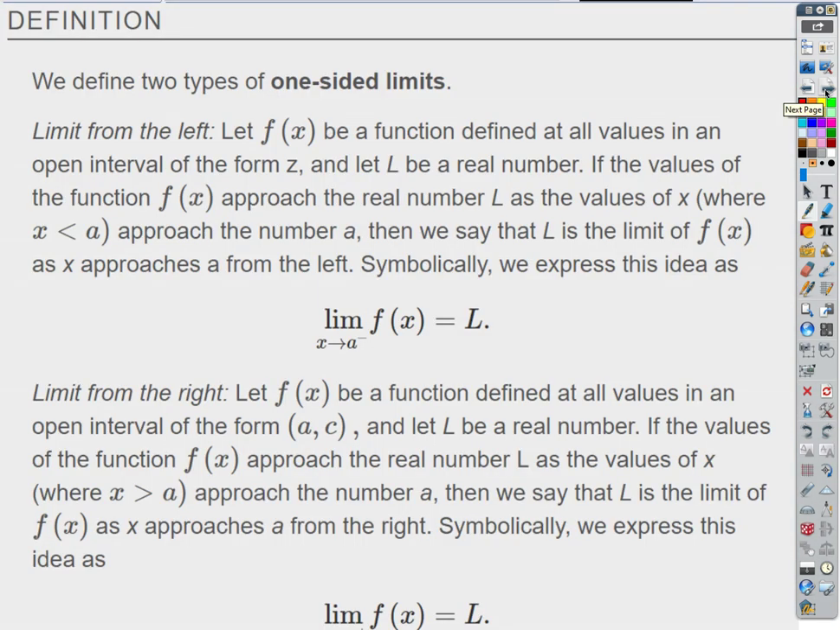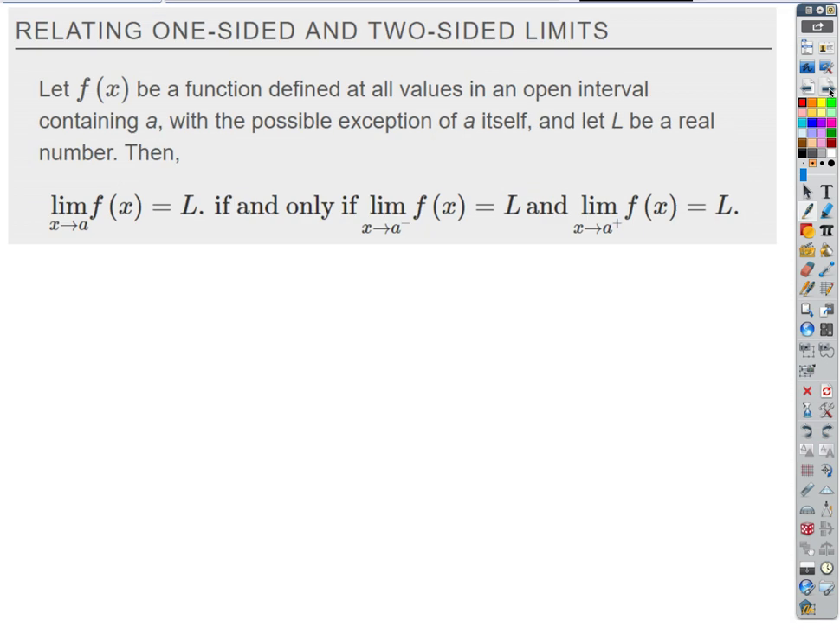So can you meld all this stuff together? Can you relate one-sided limits to the existence of a two-sided limit? In terms of one-sided limits, when would a two-sided limit exist? Absolutely, if both of the one-sided limits are the same, then that means that the two-sided limit exists. So if I'm approaching a from the left and I get a certain value L, and I approach a from the right and the limit is the same value L, then that means that the regular two-sided limit of the function as x approaches a is L. Okay, make sense? Okay, keep going.